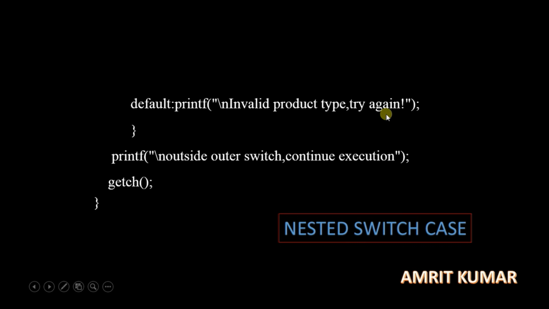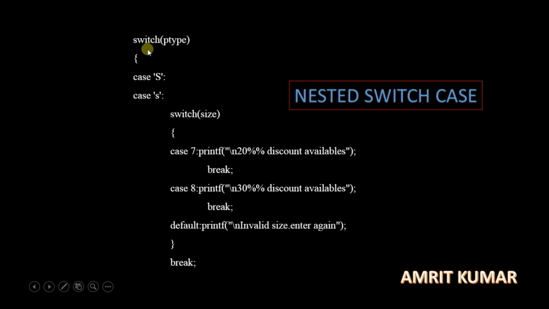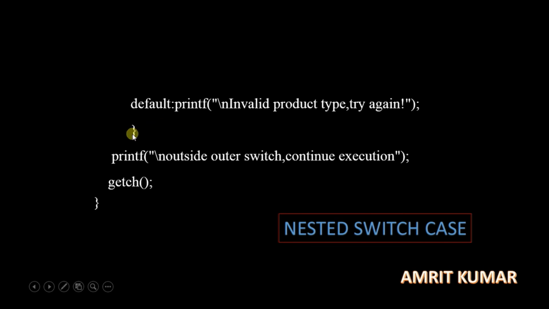So try again. Then after that you are seeing here that this switch case is closed here, and this switch case is closed here. And after that printf outside outer switch continue execution will be displayed as the message. And this is a getch function which helps you to get a character from the keyboard, and when the user presses any character, then this program terminates.